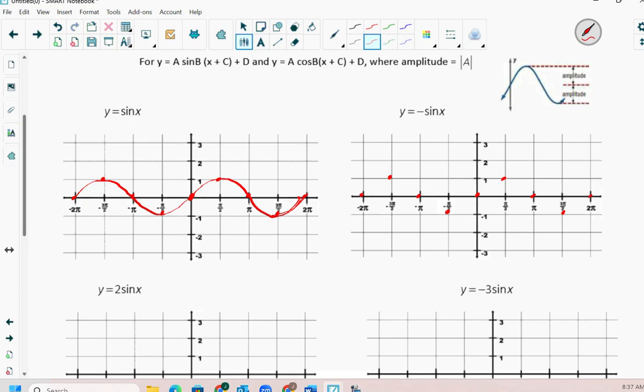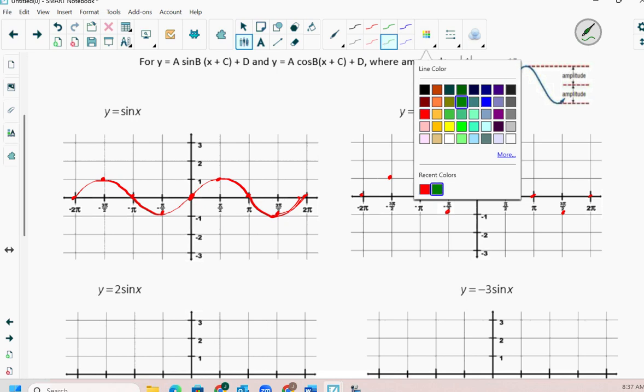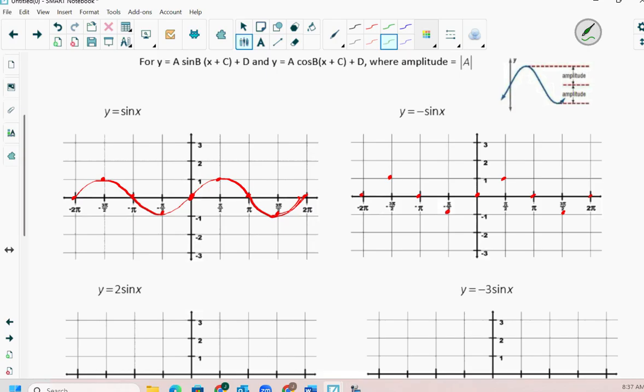Okay, so the second one, it says y equals negative sine of x. What does that negative do? Flips it. Yeah, it essentially multiplies your y values by a negative 1. Okay, so the points that are at 0, are those going to go anywhere? The points that are on the x-axis? No, they don't change, because multiplying 0 by a negative doesn't do anything. So I'm going to cover those up in green.